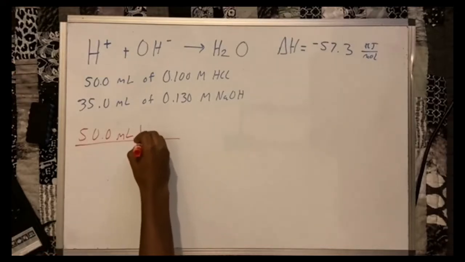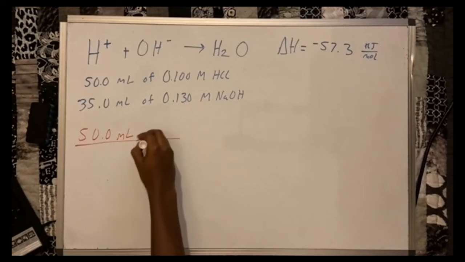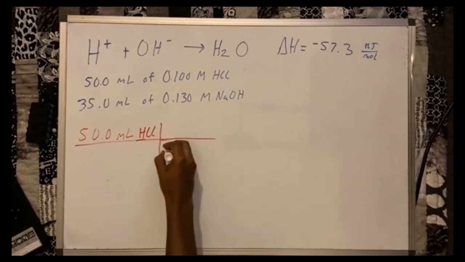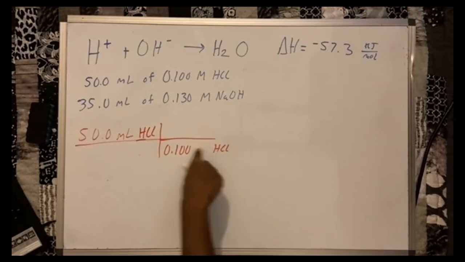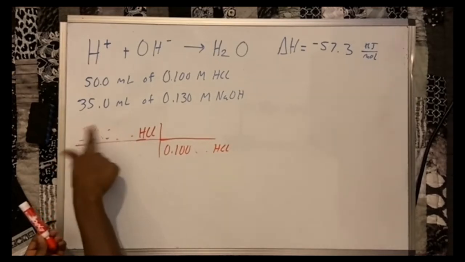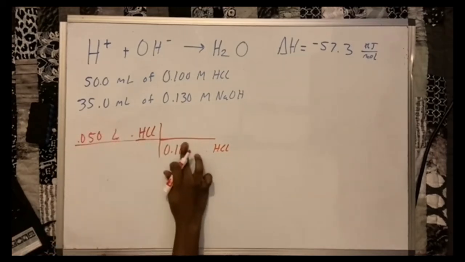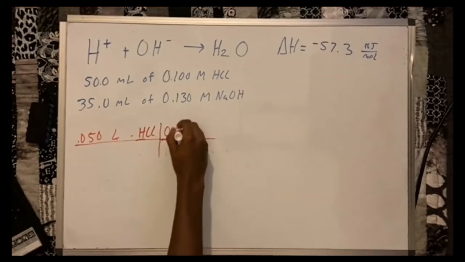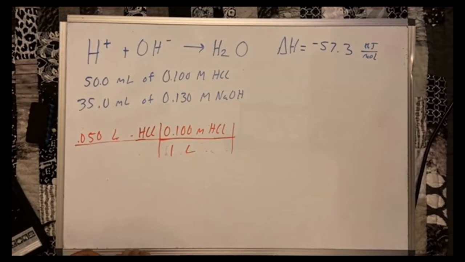Okay, so 50 milliliters of my HCl, right? HCl, and then 0.100 molar HCl. Oh, well, I'm going to make these liters. I'm skipping steps. So this is 0.050 liters, and then for every 1 liter, I get 0.100 moles of HCl, right? That's just my molarity.